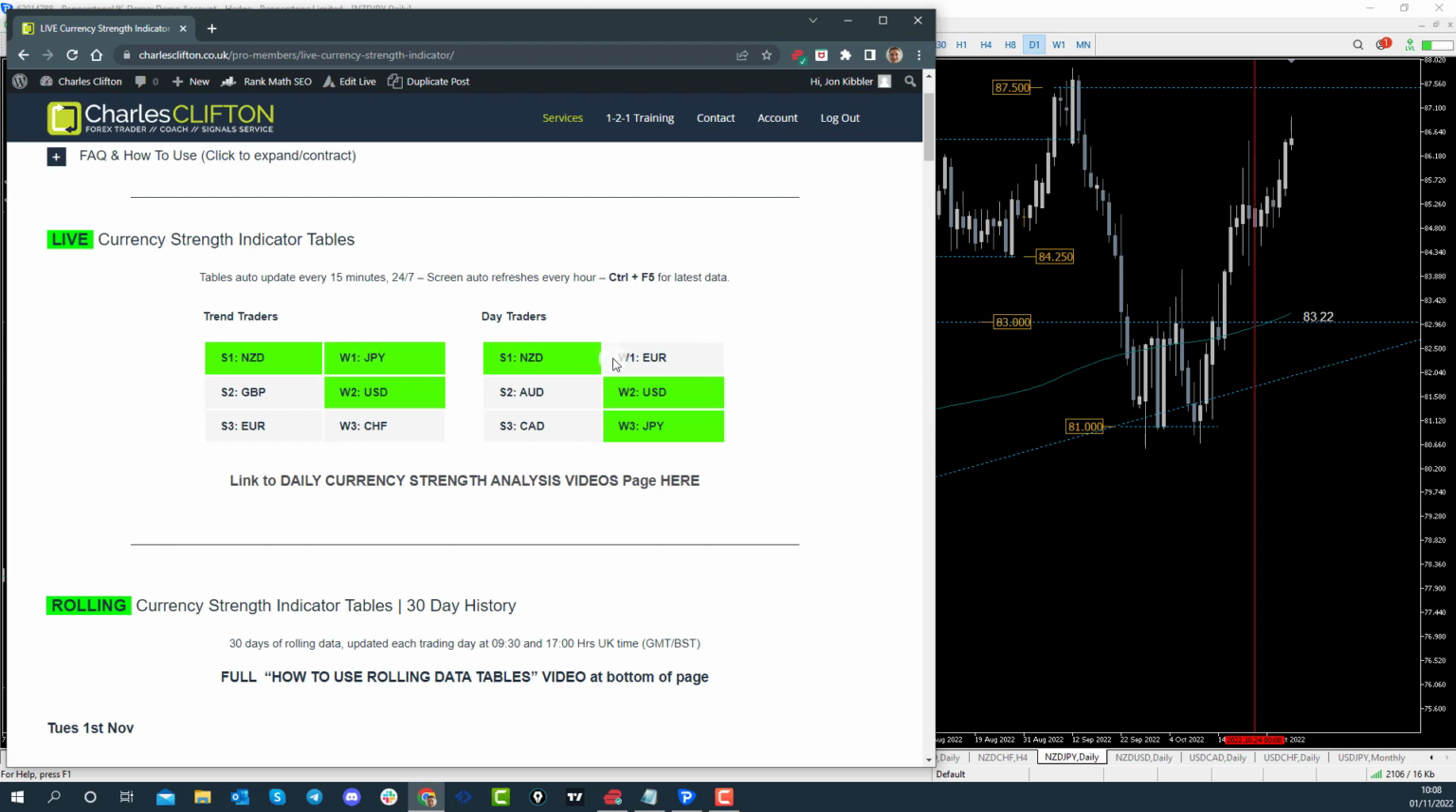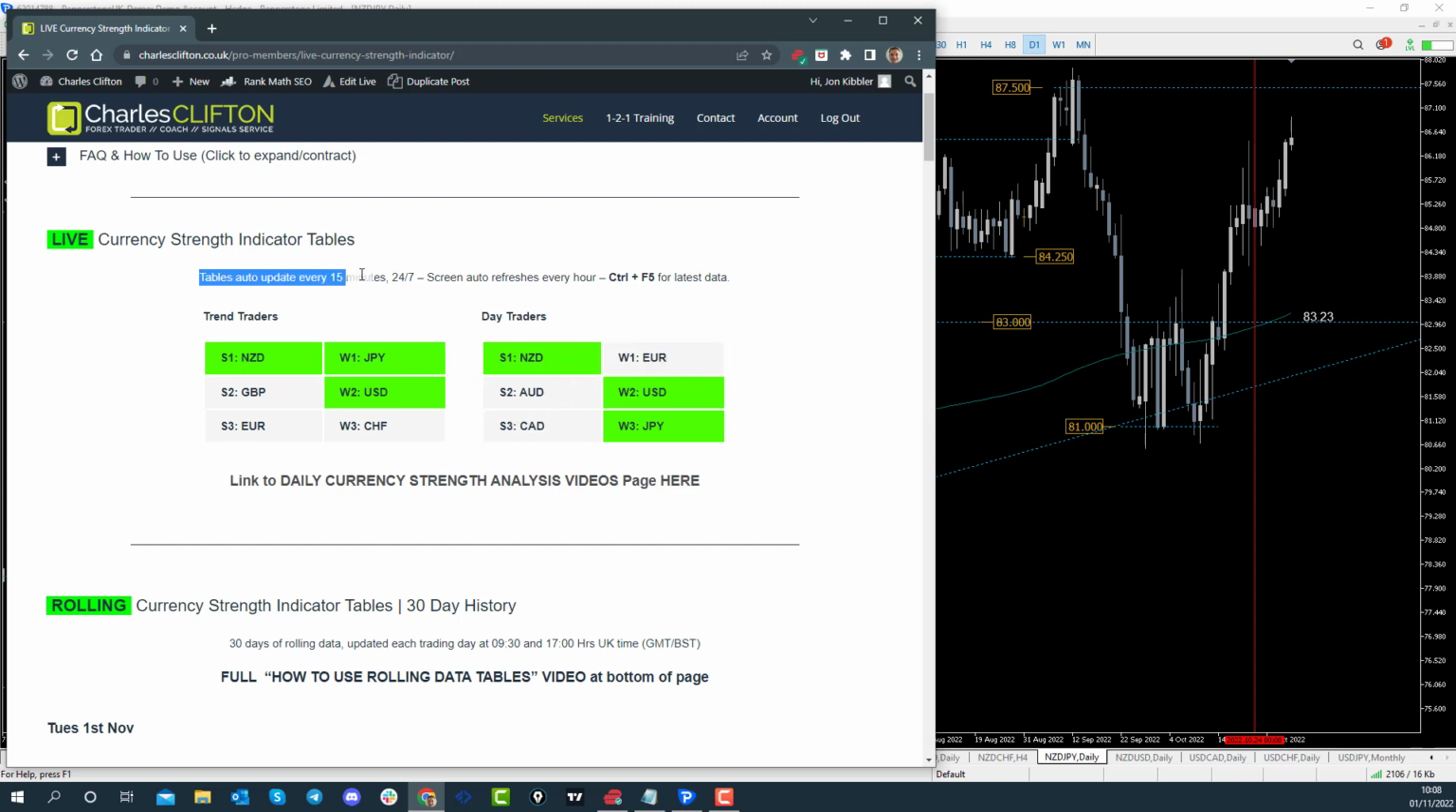You can see here some of the currencies are highlighted in green. The currencies highlighted in green show a confluence between the two trading time frames. You can see here that euro appears twice but is not highlighted in green. That's because it is on the strength side of the trend traders, so on the higher time frames it is stronger and on the lower time frames it is weaker.